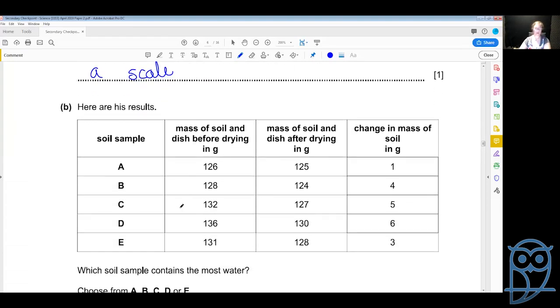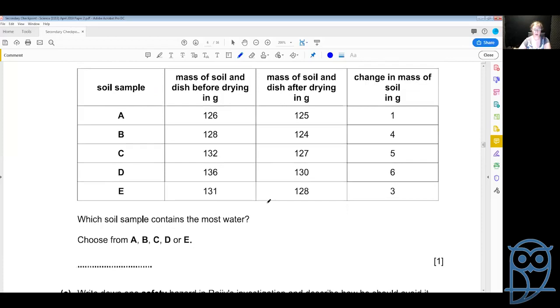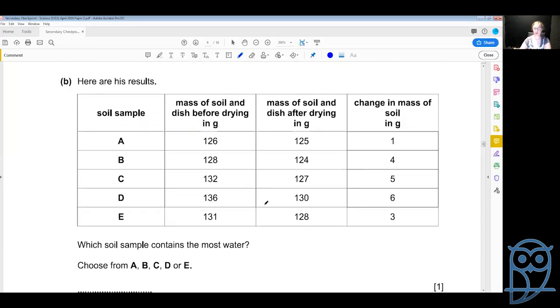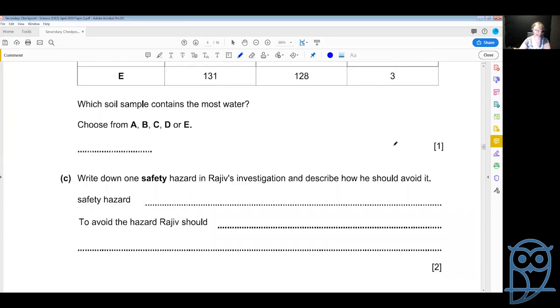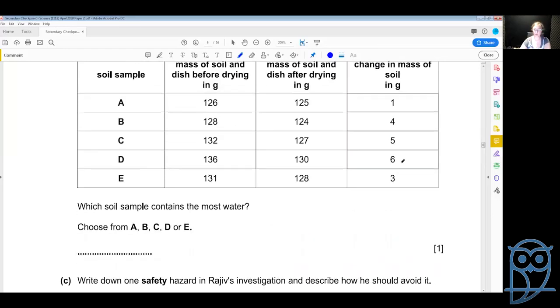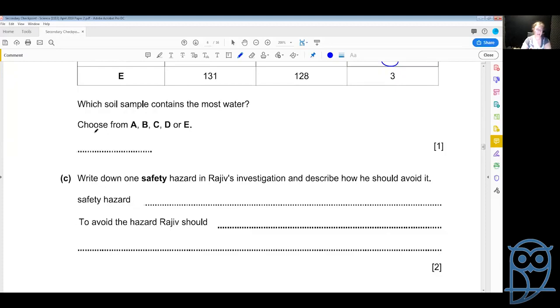Okay, here are his results. So sample A, before drying, started at 126 grams, and after drying, it was at 125. And this is the mass of the soil and the dish. So the amount of change, this 126 minus 125, is the amount of water that was essentially in the soil. So the change of mass is the amount of water that was in it. So which soil sample contained the most water? That would be this one over here. So that is sample D.